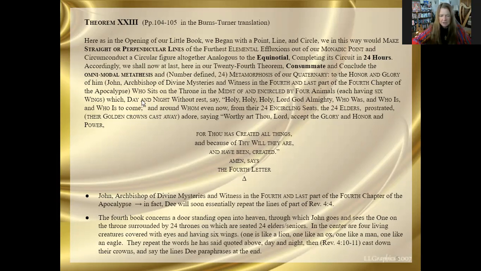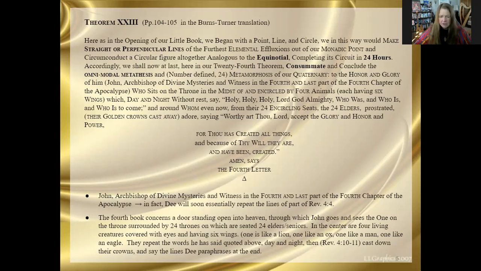So we'll go through this again. Who sit on the throne in the midst of and encircled by 4 animals, each having 6 wings, which day and night without rest say, holy, holy, holy, Lord God Almighty, who was and who is to come. There is another ternary. And around whom, even now, from their 24 encircling seats, the 24 elders, wait, how are they doing it now? This is after the world ends, because we have seen, and you can demonstrate by looking at the Greek in the New Testament, that the way these things are described is in present tense, as if they exist now, but we just aren't aware of it.